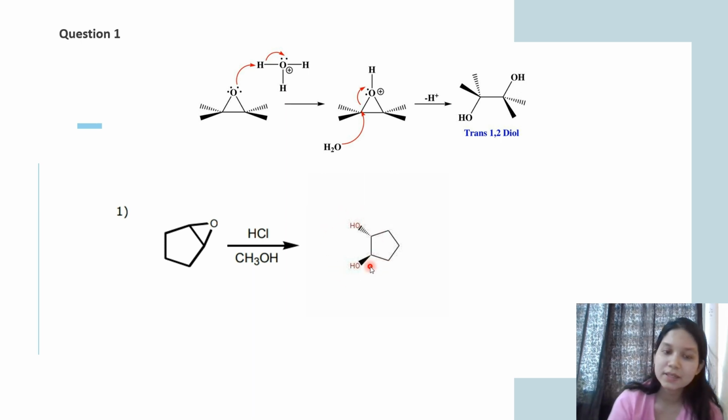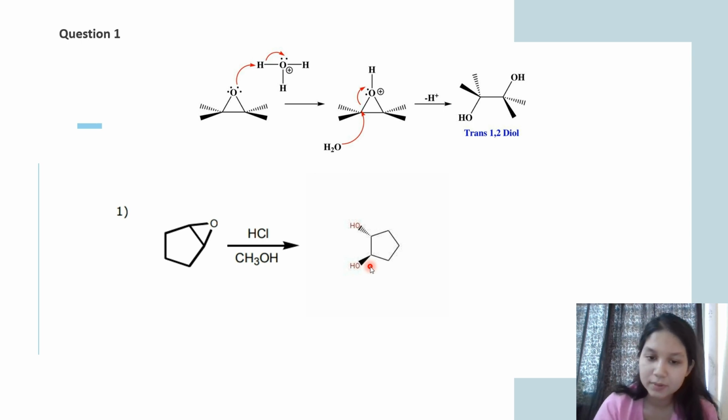I hope this is clear how the mechanism went ahead. This oxygen atom will first be protonated to give an oxonium ion, and then the water molecule will attack, leading to the opening of the oxonium, and then one proton from the water oxonium will be removed to give you a trans 1,2 diol as a product.